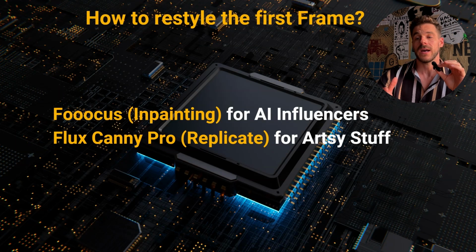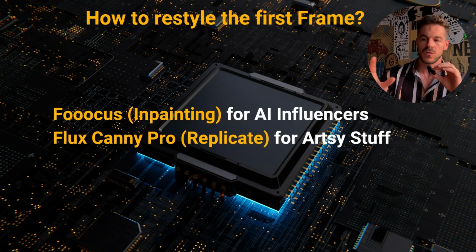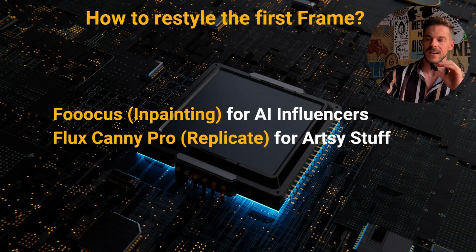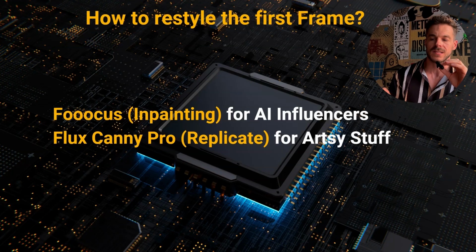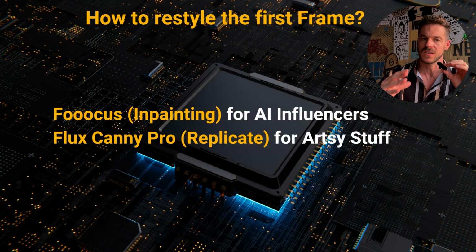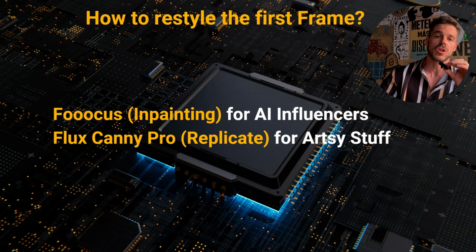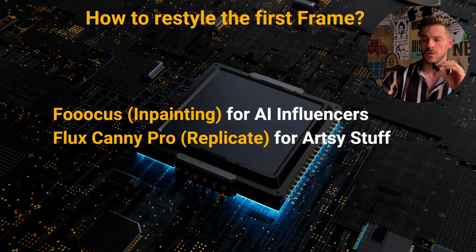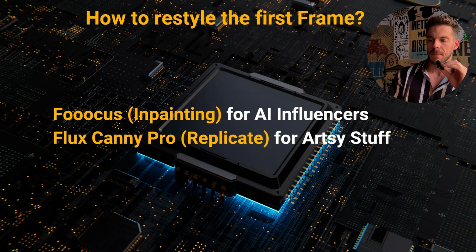Good. And now the final question, how did I restyle the first frame? I used Fooocus, or rather the inpainting in Fooocus, for these AI influencers, and for the artsy stuff, I used Flux Canny Pro via Replicate. Fooocus is completely free and the inpainting works simple and easy. I already showed it in other videos. Make sure to check them out as well. And the Flux Canny Pro via Replicate is also very easy to operate.